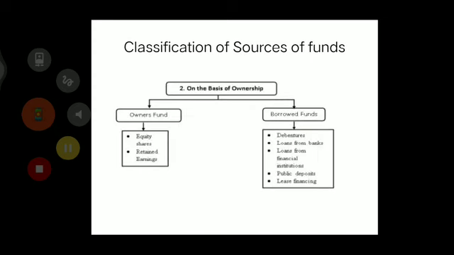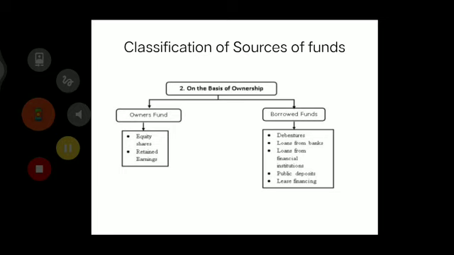The second classification is based on the ownership. Whose money is it? Is it the owner's money or is it the borrowed money? If it is owner's fund, it need not be repaid. If it is borrowed fund, it has to be repaid. That's the basic difference. So under the owner's funds, we have equity share capital as well as retained earnings.